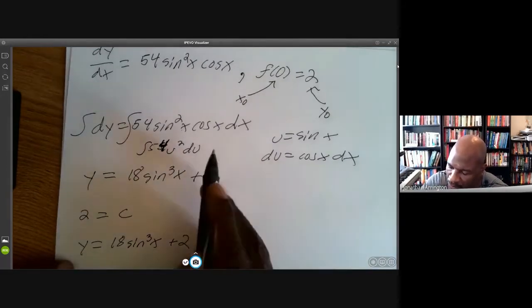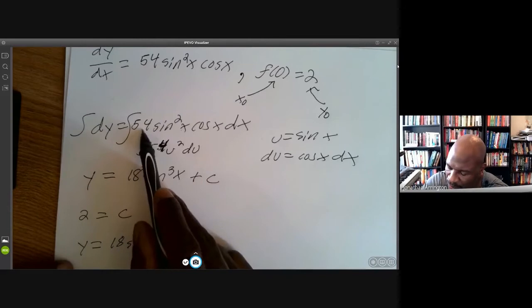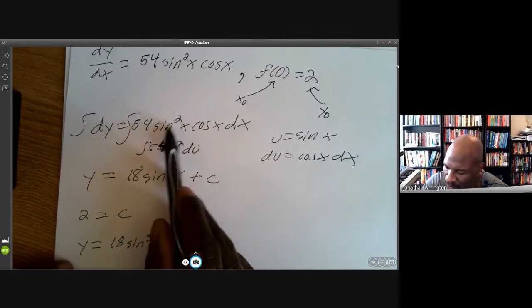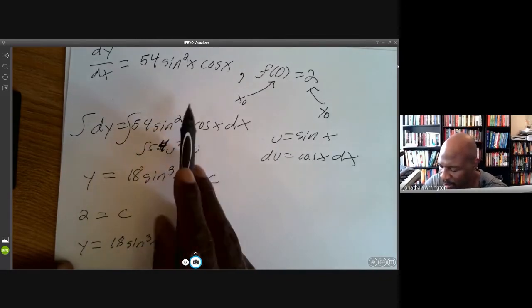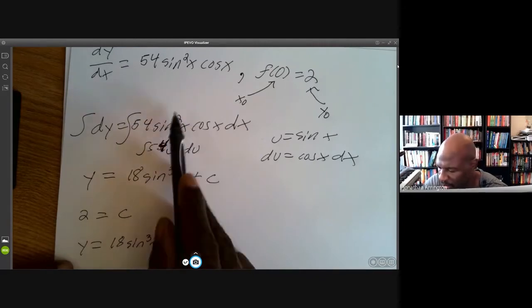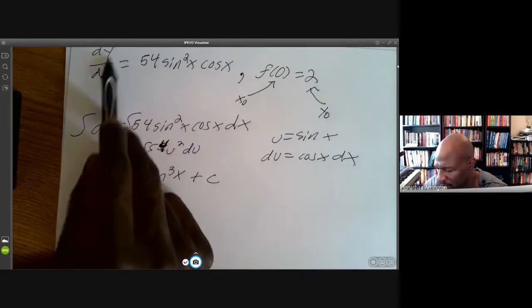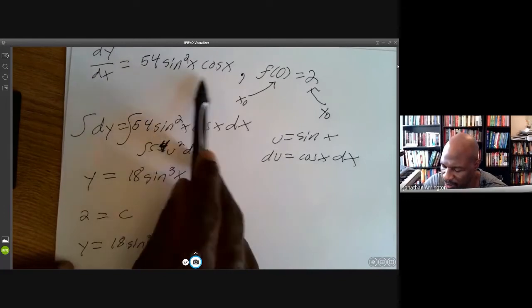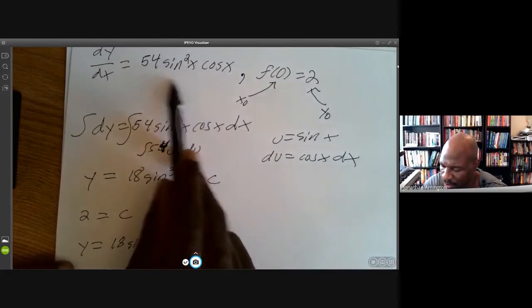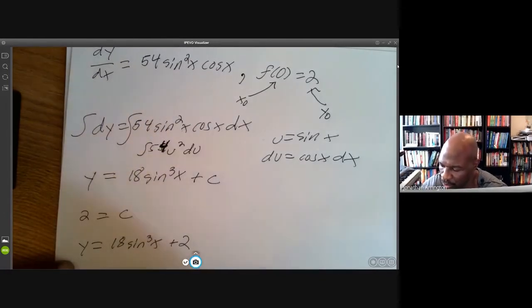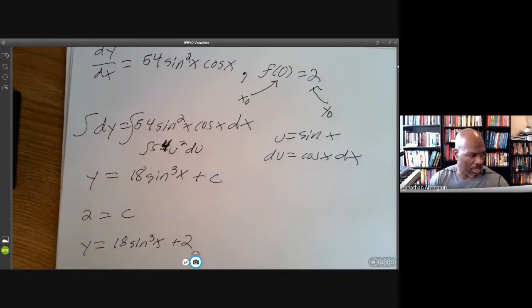All right, so I want to break down what we did. If you notice, we integrated 54 sine squared x cosine x, which was our f of x, if you will. If I'm saying dy/dx is a function of x, this is like our f of x here. So I make a note of a couple of things.